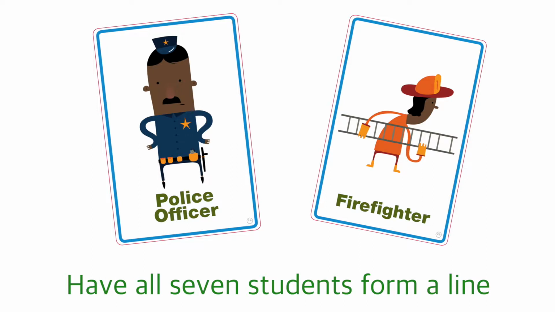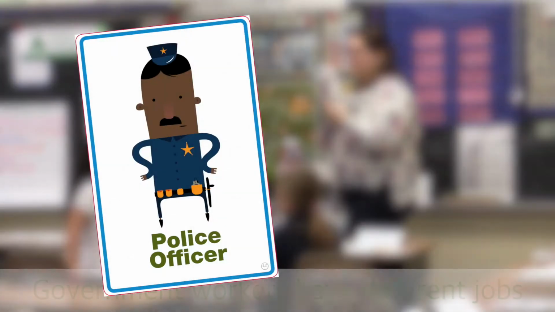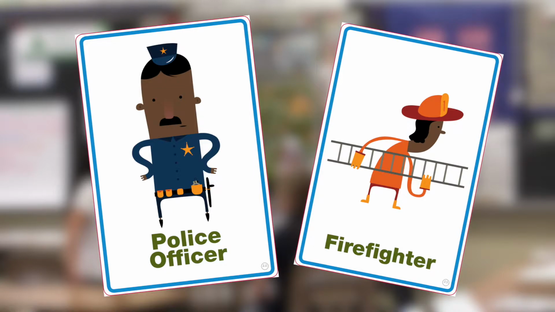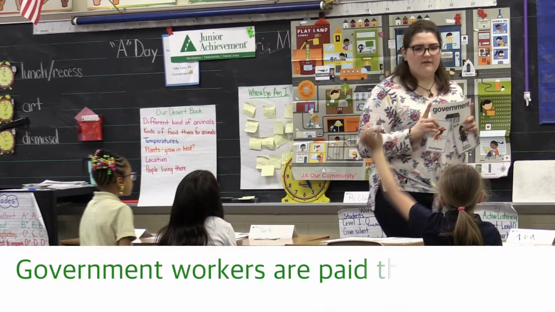Tell the students standing that they are government workers. Emphasize that government workers have different jobs. Many, like the police officer and the firefighter, provide services to a community. After the game, remind the class that government workers are paid through taxes.